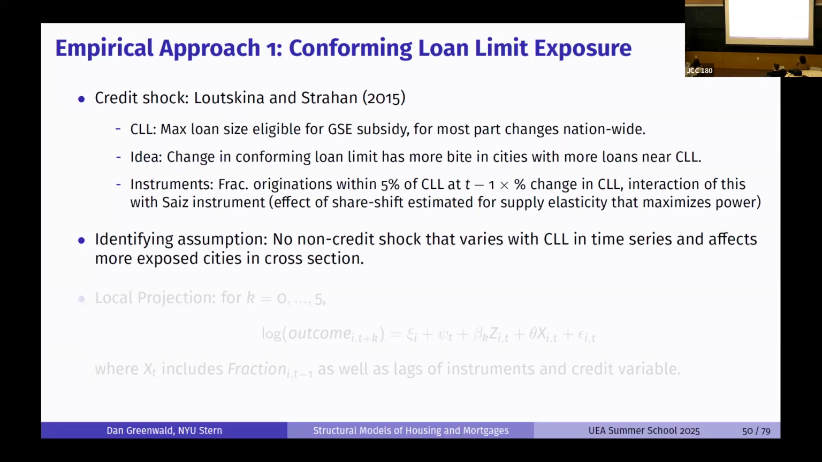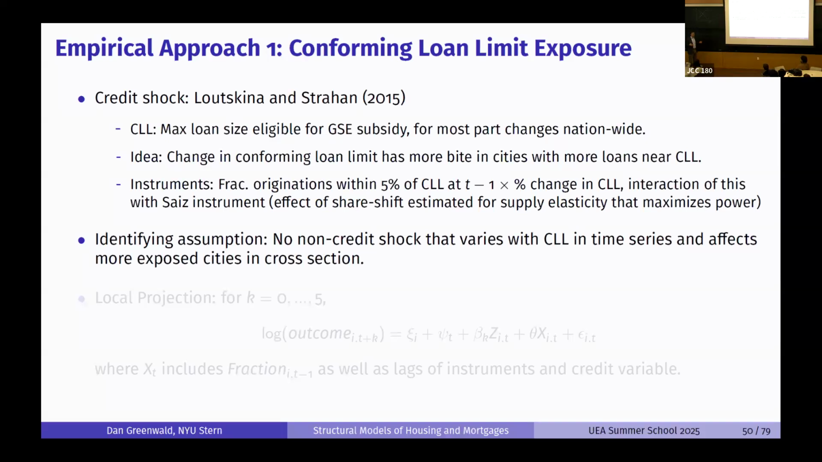So every part of the country will see this limit change. And everywhere it changes, it's like a credit shock because it allows more loans to be subsidized when it increases. But even though the limit is changing by the same amount everywhere, we're taking this from another paper. Lutzkin and Strahan said this, and we're going to copy them. This is going to have more bite in cities with more loans close to the conforming loan limit.